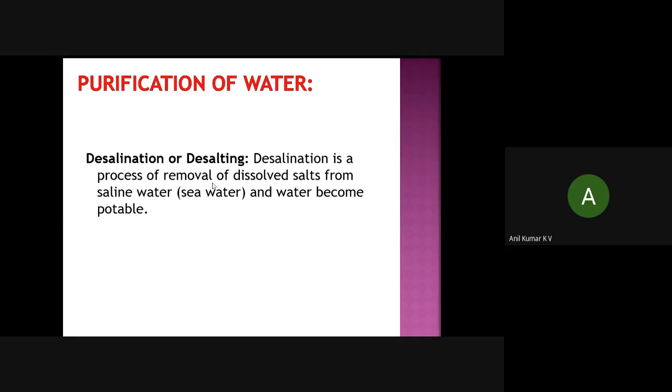In this method, desalination or desalting is a process of removal of dissolved salts from saline water, and the water becomes potable. Mainly, we have two methods: the ion exchange process and the reverse osmosis process. We'll discuss one by one.